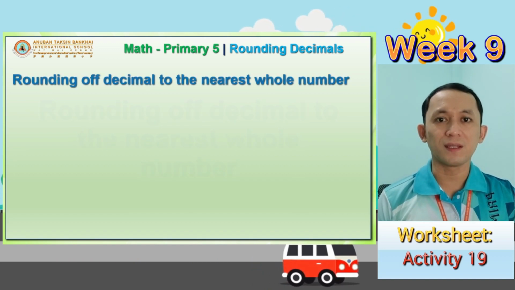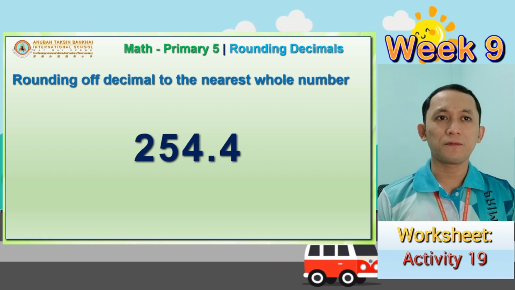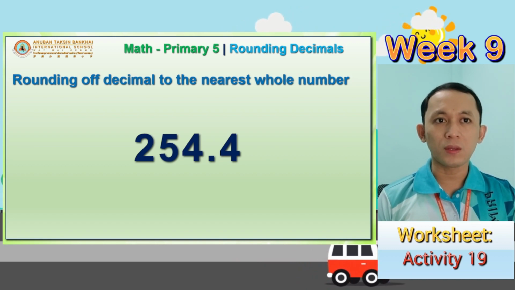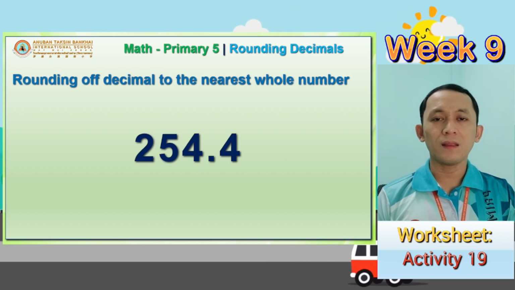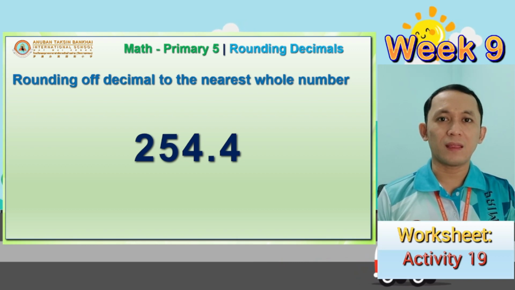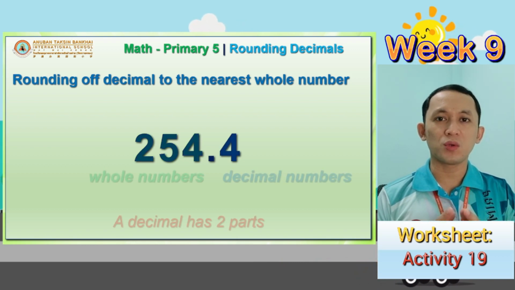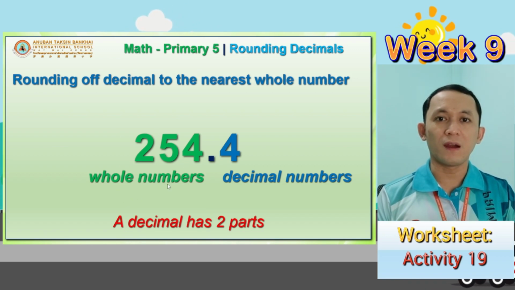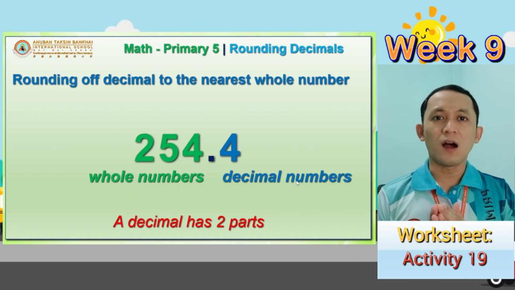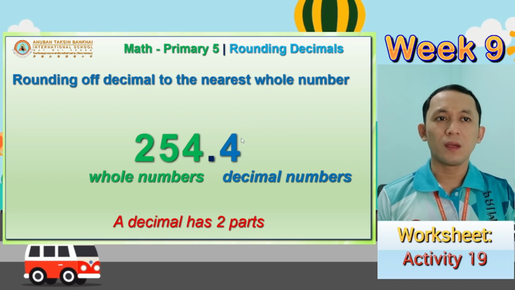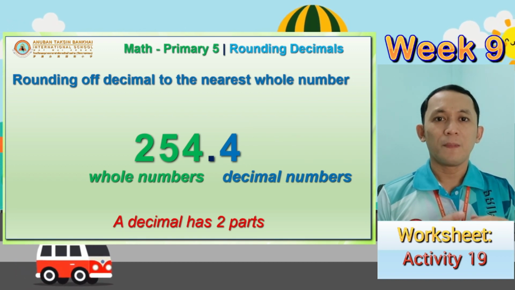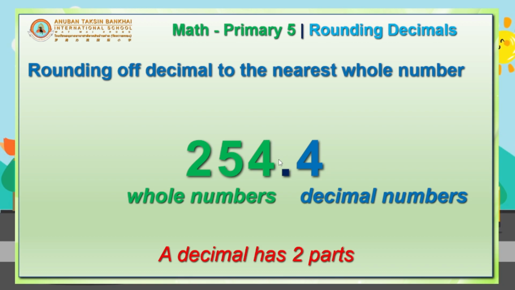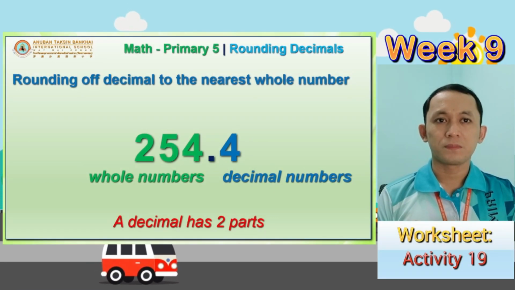Now we have here an example, 254.4. Again, last week we learned that in a decimal we have two parts. On the left side, the green one, we have the whole numbers, and on the right side, the blue one, we have the decimal numbers. And of course, do not forget that decimals are separated by what we call a decimal point.